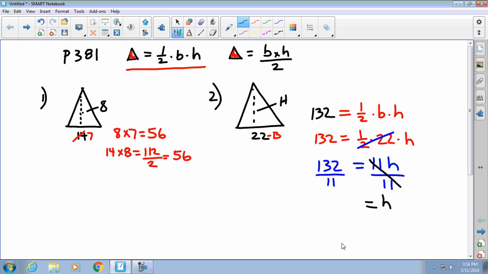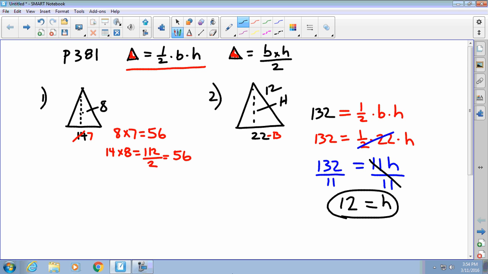I want to do 132 divided by 11. And if I do 132 divided by 11, I get 12. So 132 divided by 11 is 12. So my answer for the height is 12. I know the height is 12.